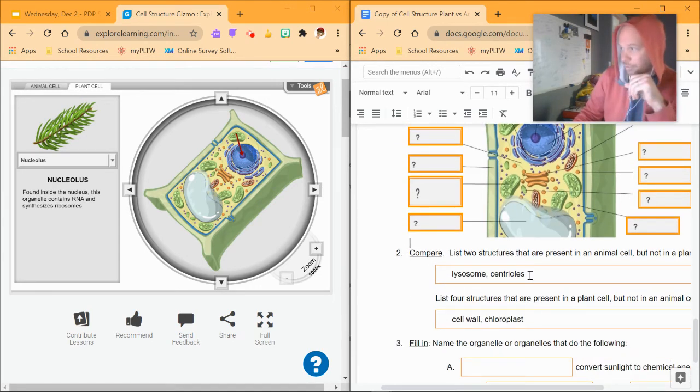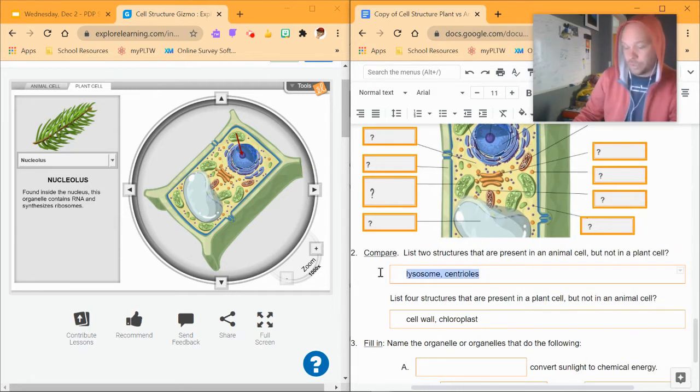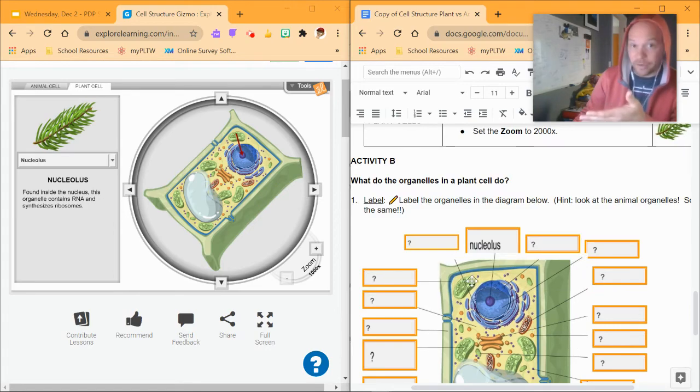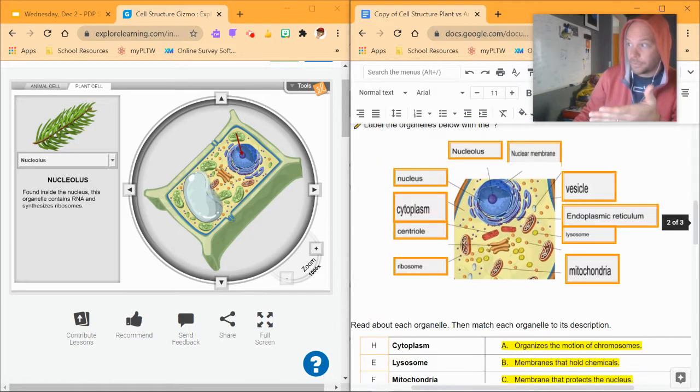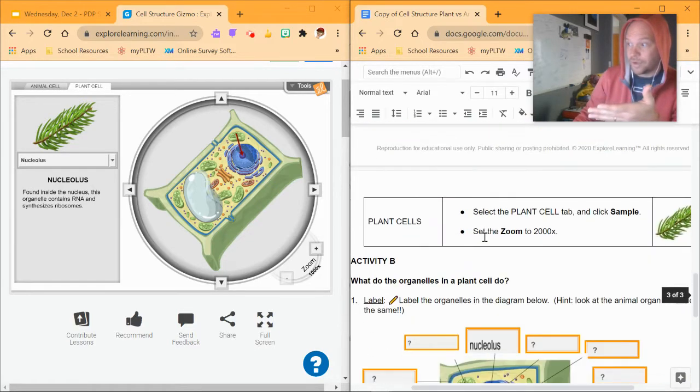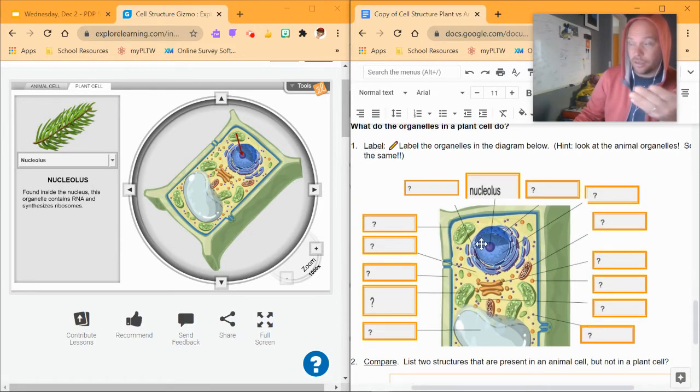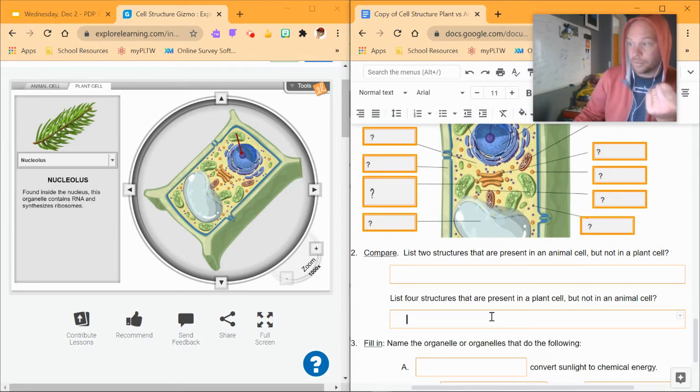List two structures that are present in animal cells but not in plant cells. Oops, those are the answers, everybody. Now you've got them. But you get those from comparing the two. So once your diagrams are labeled, you can just look at the diagram, and then you can find the ones that are there on the animal but not the plant, and then same thing, the plant but not the animal.